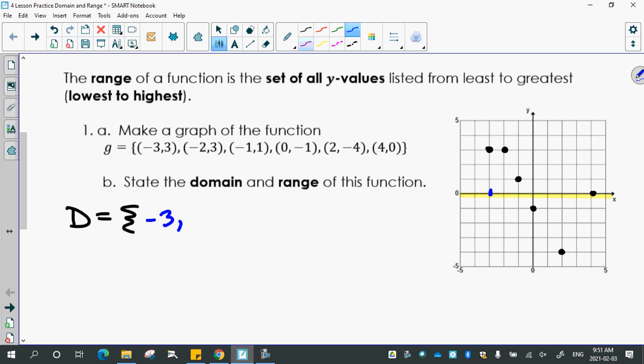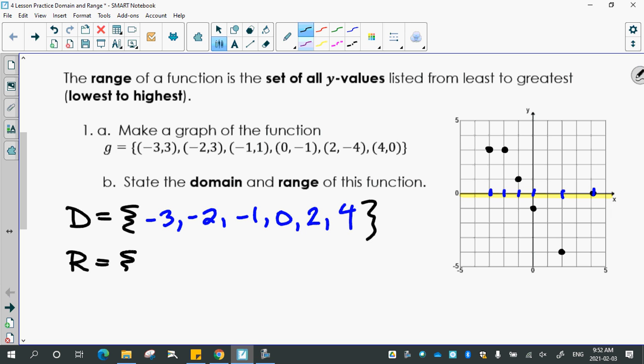And then I keep moving. The next value in the domain is negative 2, because there's a corresponding point. And then I'm moving, and there's one at negative 1. There's one at 0. Is there one at 1? No. So we don't put 1 down. Is there one at 2? Yes. And is there one at 3? No. Is there one at 4? Yes. Okay, so there's my domain, listed from smallest to biggest. You can actually list them out.